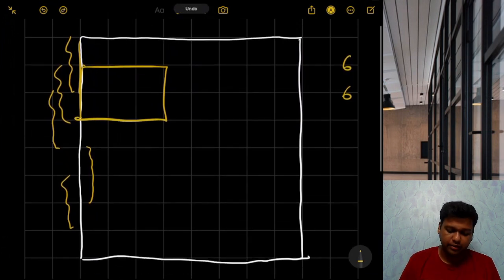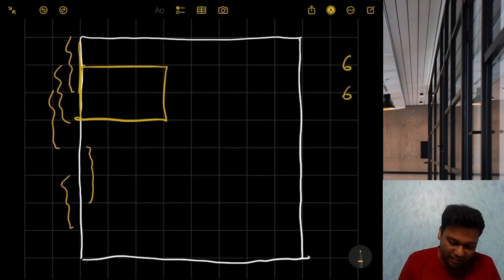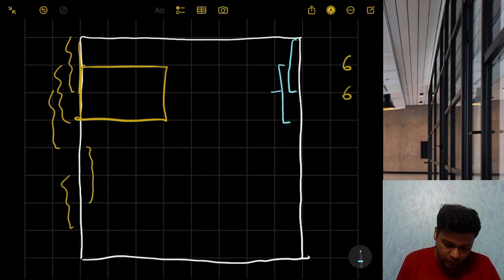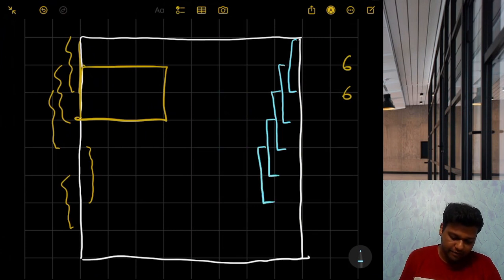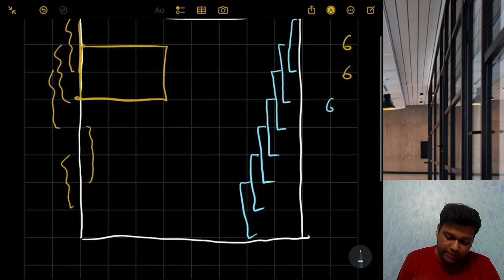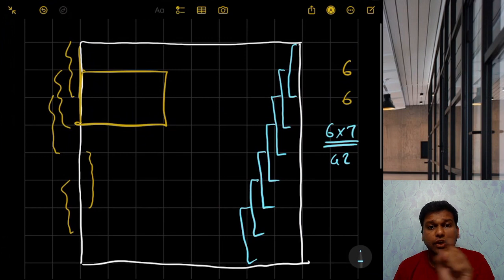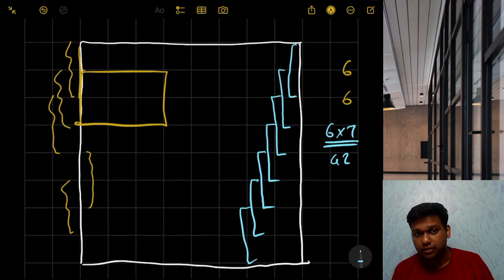Okay, let me count on the right side now. Let's take a different color. So see, it will be like this, 1, then this 2, 3, 4, 5, 6 and 7, right? So it will be 6, 7 times, that is 42. So 42 rectangles are there, but think of the rectangle in the opposite way also.